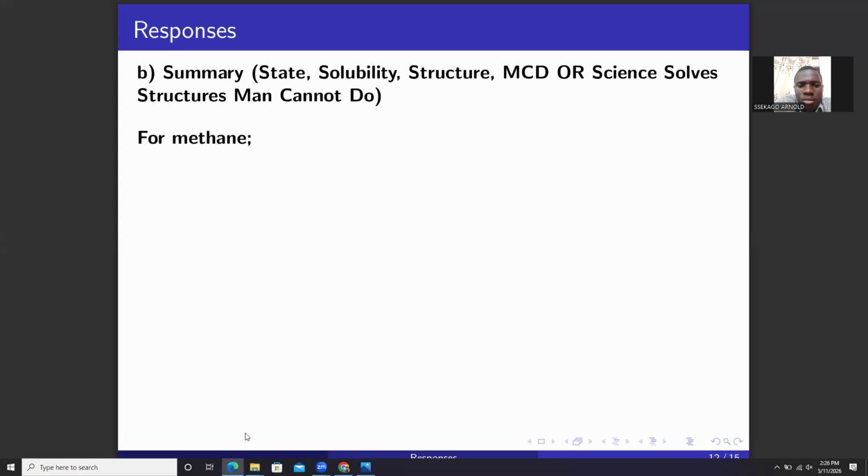We start with the state. What do we use to recall those properties? We use state, solubility, and structure, plus M for melting point, C for conduction, and D for density. Alternatively, one can use "Science solves structures money cannot do." Science for state, solves for solubility, structure for structure, money for melting, cannot for conduction, do for density. So then we start with state.